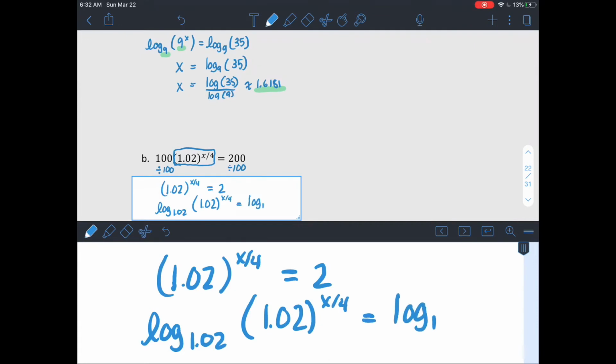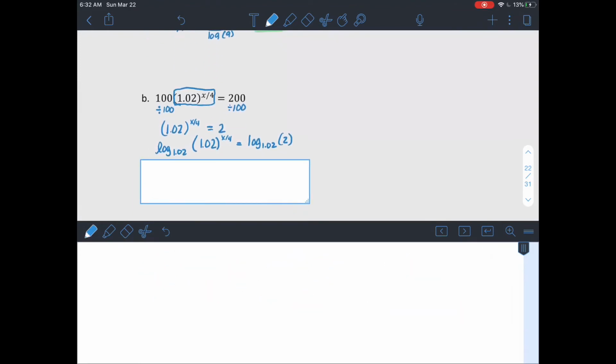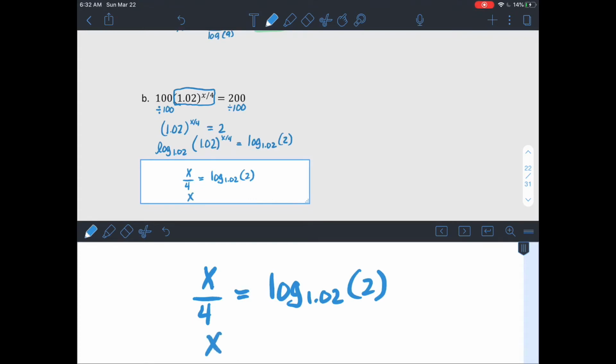And by doing that, on the left-hand side, you just get your exponent back of x over 4. I'm just going to leave the right-hand side as it is for a minute. I'm not solved for x yet. I need to multiply both sides of my equation by 4, which will make it x equals 4 times that logarithm.